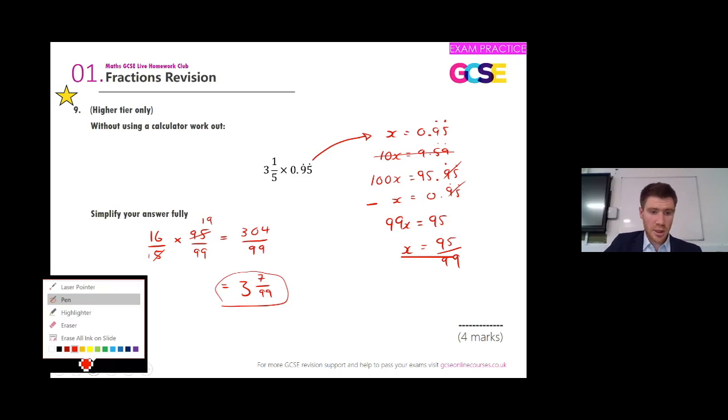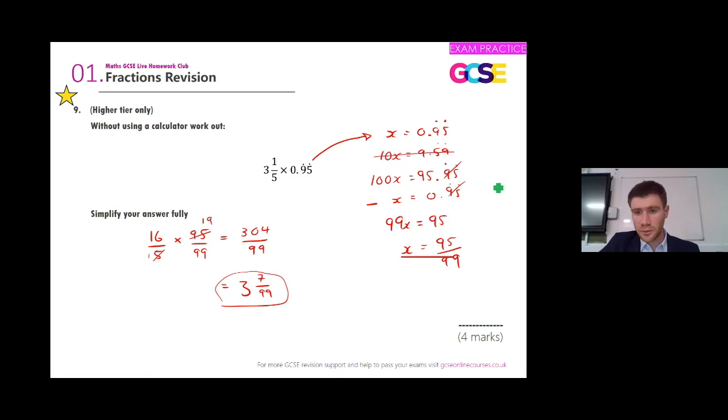That does bring us to an end once we do our marks. Just quickly setting this up and working our way through, showing this entire process is worth 1 mark. Getting a value of 95 over 99 is 1 mark. Doing the multiplication with our improper fraction of 16 over 5 is 1 mark, and then the final mark for getting either 304 over 99 or 3 and 7 99ths.